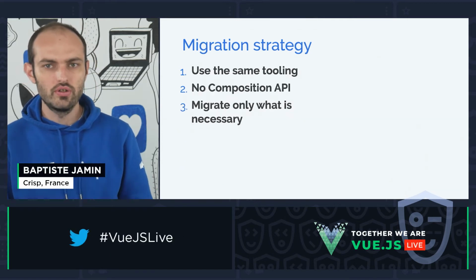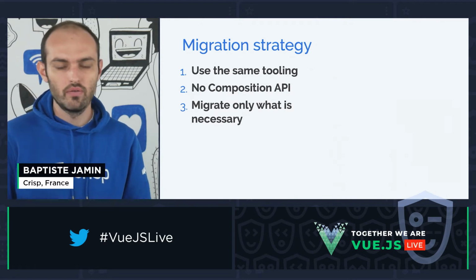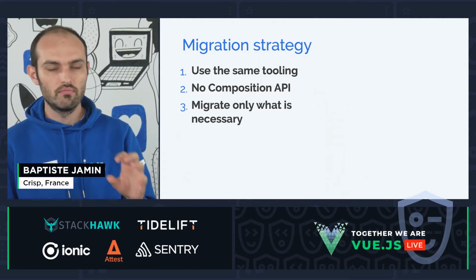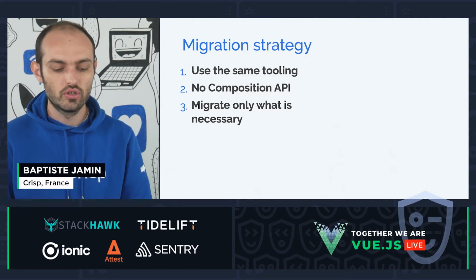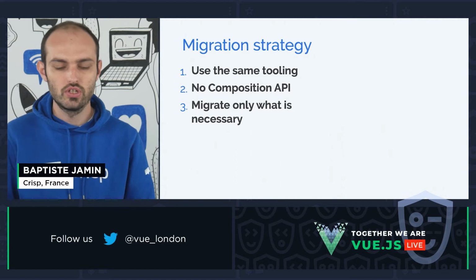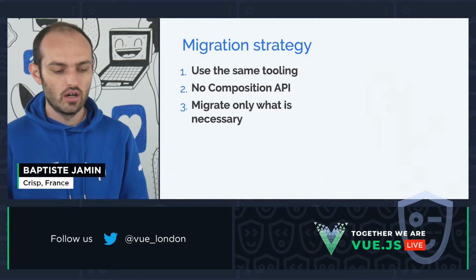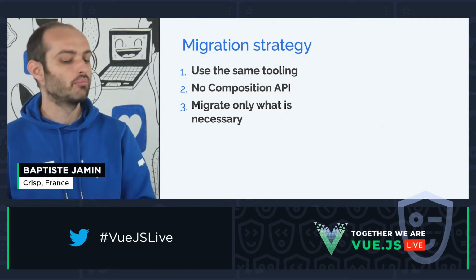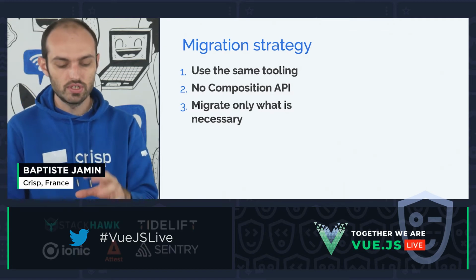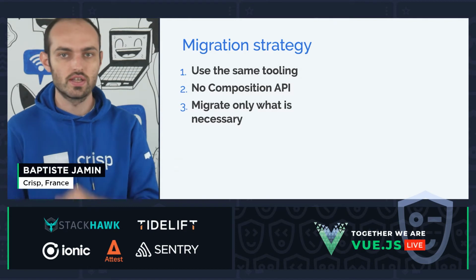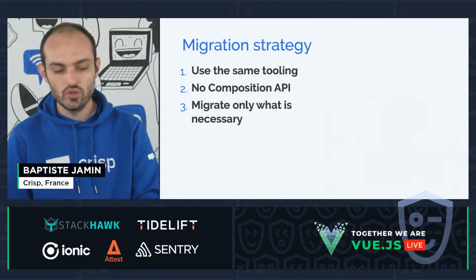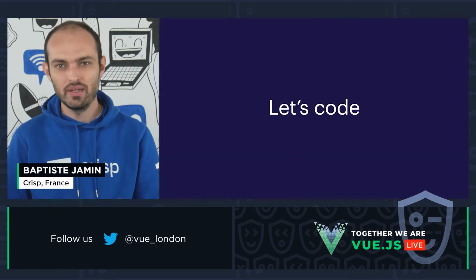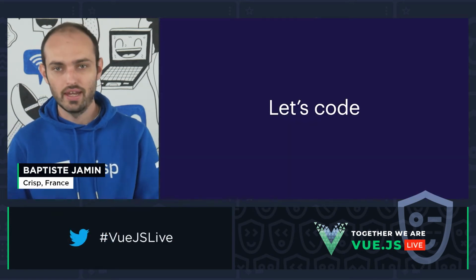And also we wanted to use the same tooling. So we keep Vue CLI and we are not using Vite. Also, we didn't implement the new composition API because we wanted to avoid the risk of creating new bugs and regression. So no composition API. And we wanted to migrate only what is necessary. And likely we're going to use the composition API later, but just not now. So it's been 5 minutes I'm talking, and now let's code.